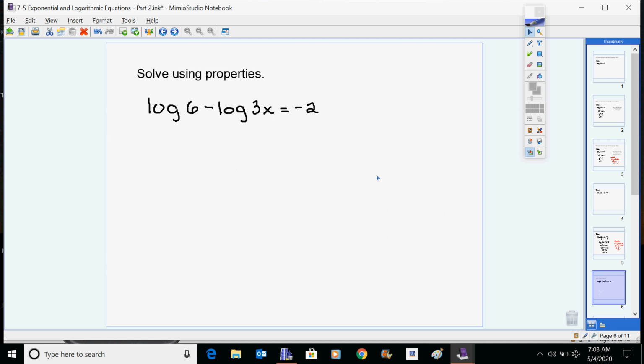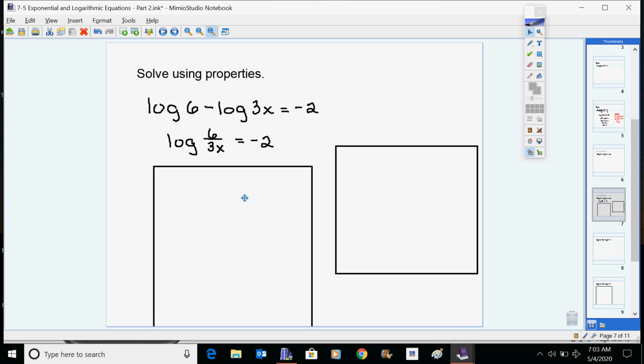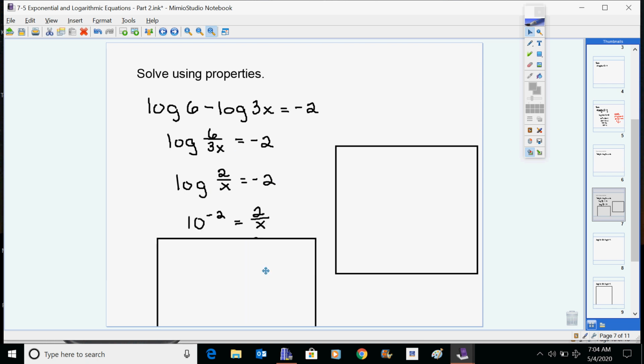Once again, properties can help you. Don't forget your properties. This minus, when you combine it into a single logarithm, don't forget that goes into the division category. So we get log of 6 over 3x when you consolidate here. Then you can simplify because the 6 and the 3 can divide out. Now base 10, 10 to the negative second equals 2 over x. 10 to the negative second, 0.01.